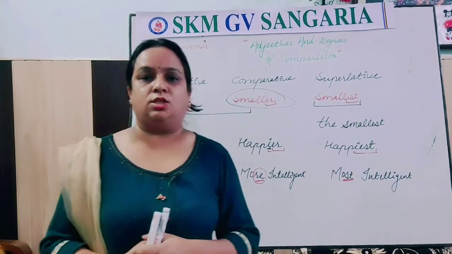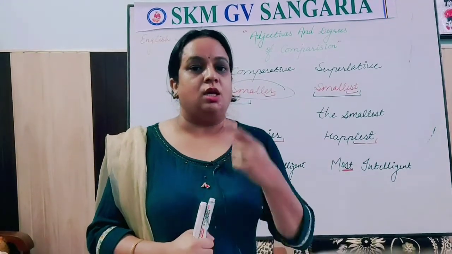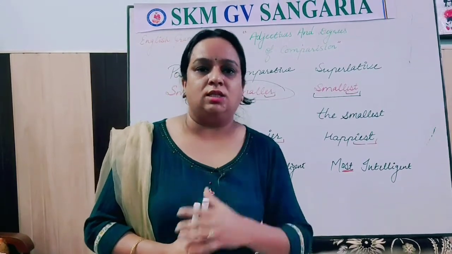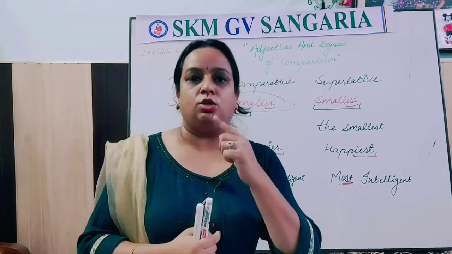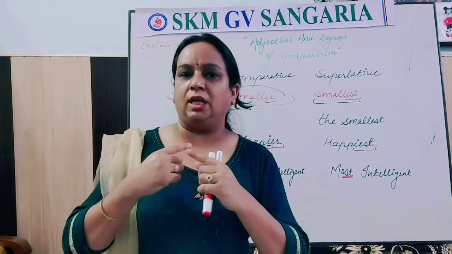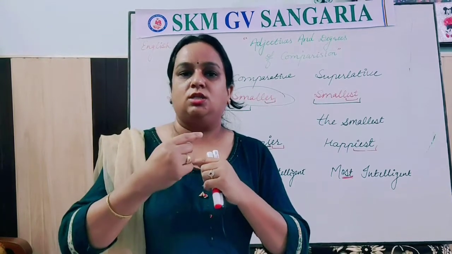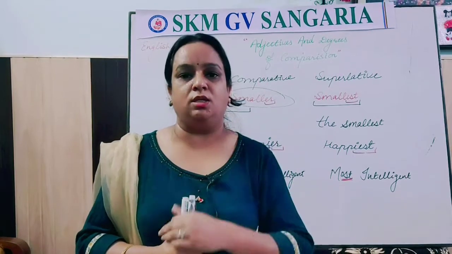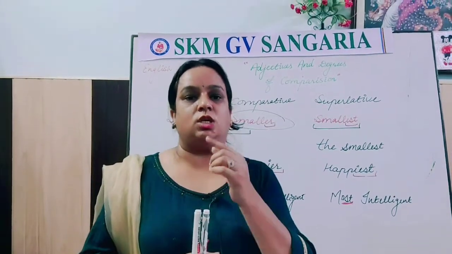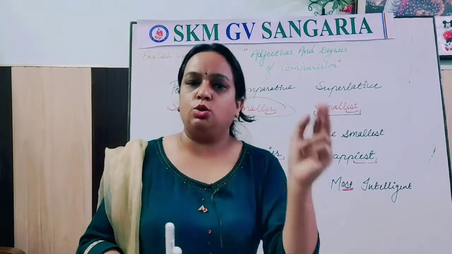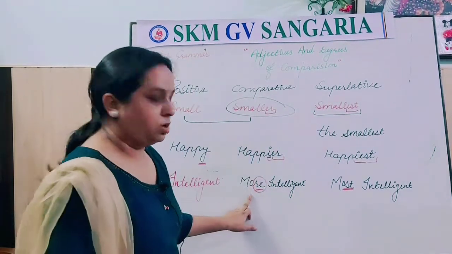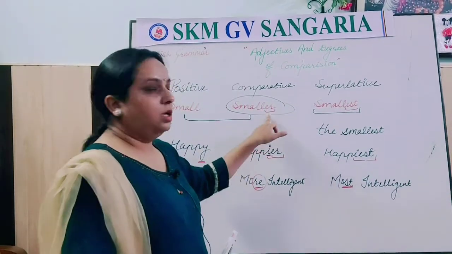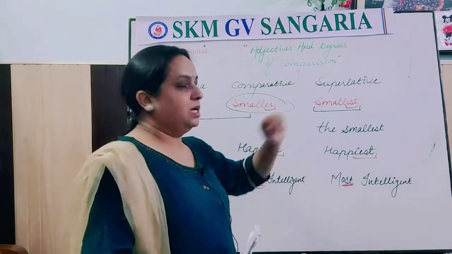Now, pronounce this word intelligent. Intelligent. When you speak this word, you must notice that your tongue touches your teeth more than one time. That means when your tongue touches your teeth more than one time, with those words you have to use more. And when your tongue touches your teeth only one time, there you have to use ER and EST.